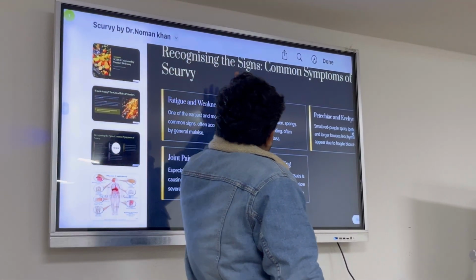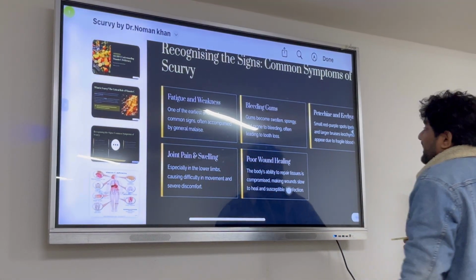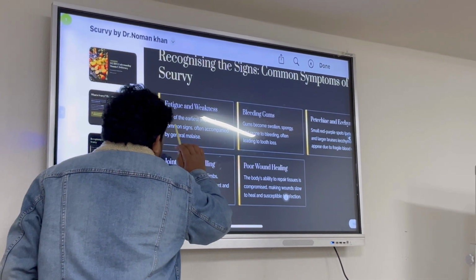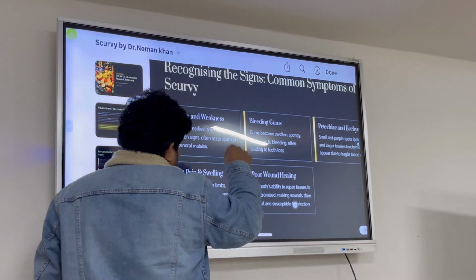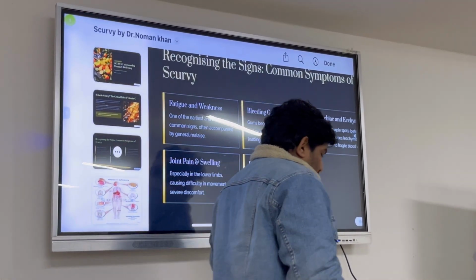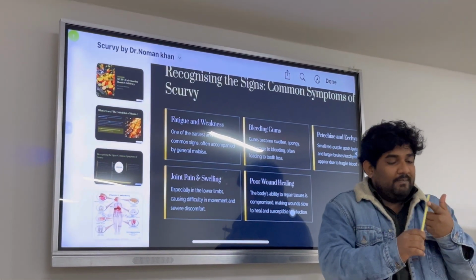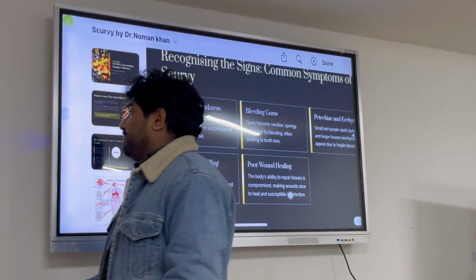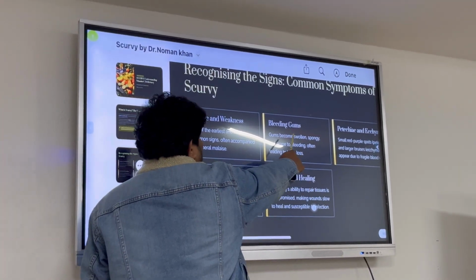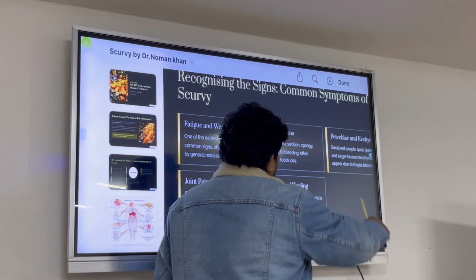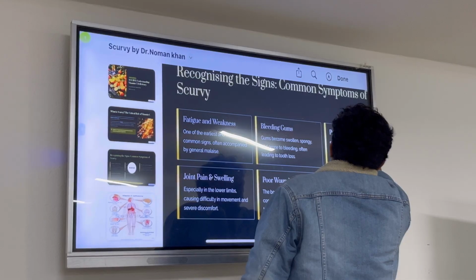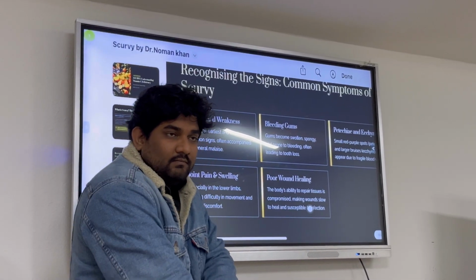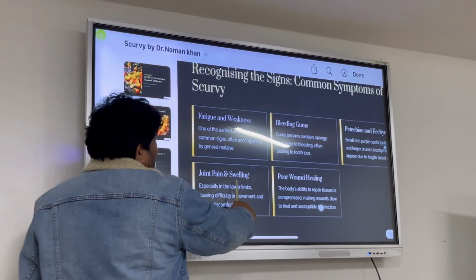Let's think of signs and symptoms. The first is fatigue and weakness, one of the earliest and most common signs. There will be weakness in your body because there is no collagen synthesis, and bleeding in the gums. There are also petechiae and ecchymoses, small red-purple spots on the legs and hands. And then there will be joint pain.